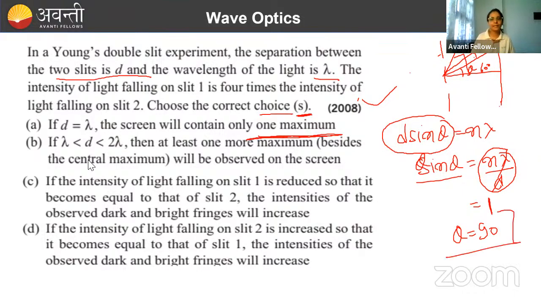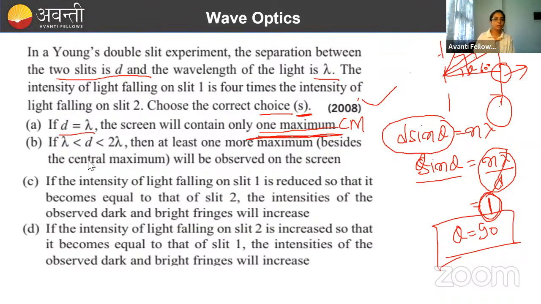So theta equal to 90 degrees is not attainable on the screen physically. So even the first maxima we are not going to get here. If the first maxima is not there on both sides, it means only one maxima will be there, and that is your central maximum. So if d equal to lambda, the screen will contain only one maximum. That will be your central maximum, nothing else.